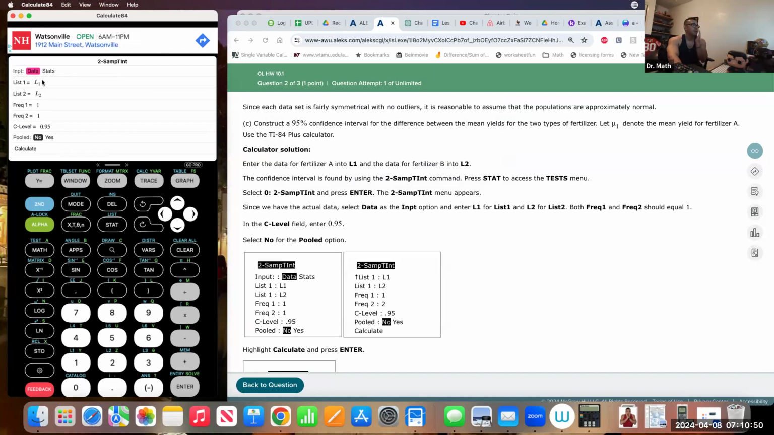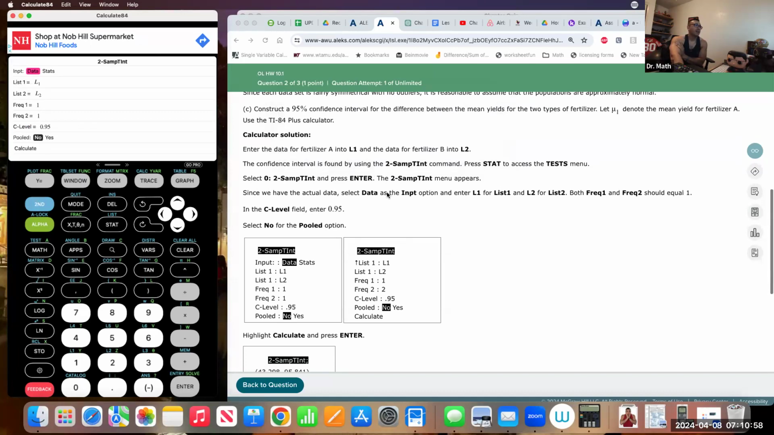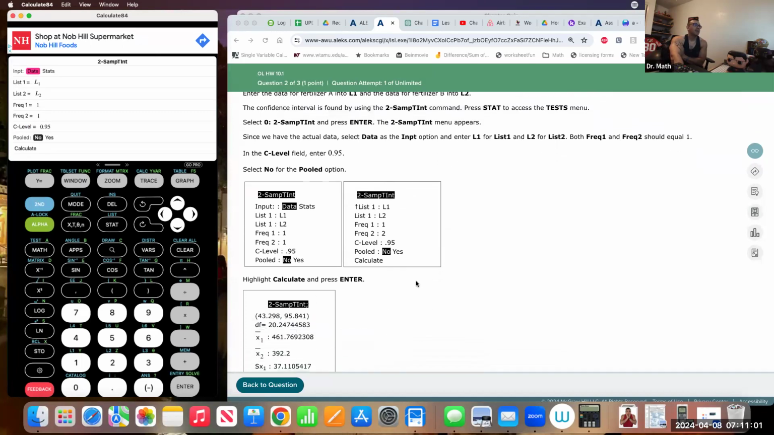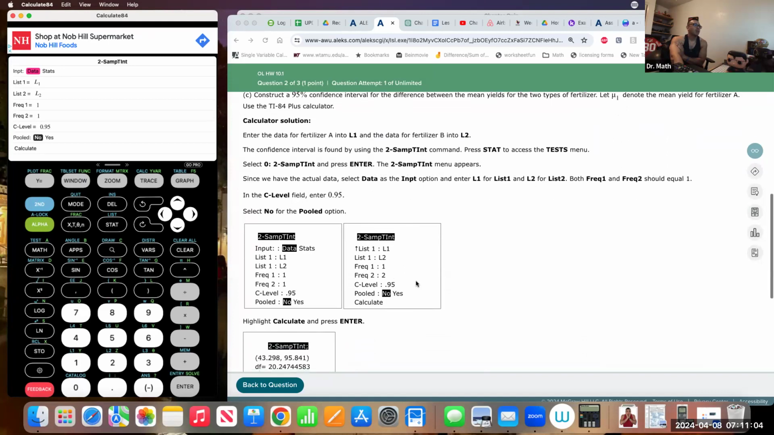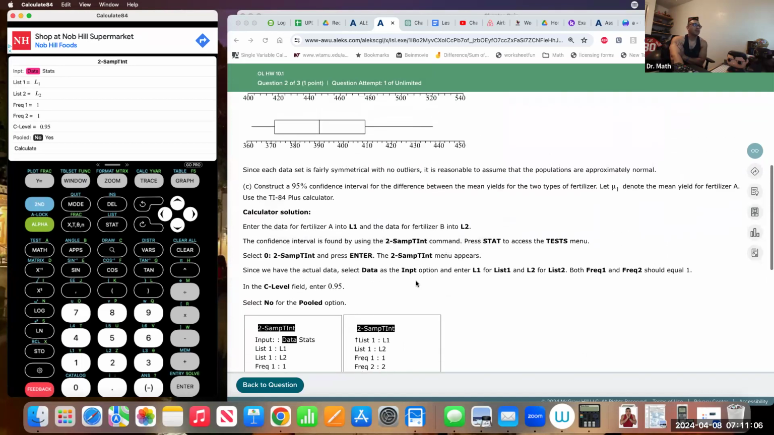Now let's say we reverse these. If we reverse these, what you're going to end up with are negative answers. The reason why is that in our calculations, for those of you who have seen how to do this by hand, you'd be subtracting a bigger number from a smaller number, and that's why you would get such values. So here you enter things like this. You make sure to put your confidence level at 0.95, make sure you hit no, and then calculate.